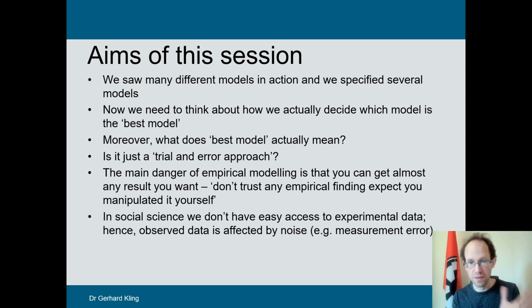In previous sessions we always did some regression analysis, but how did we come up with the different variables we used? What is the right approach to empirical modeling? Should you just do kind of a trial and error? You just throw in some variables randomly and you see what works? Or is there some further logic to it?